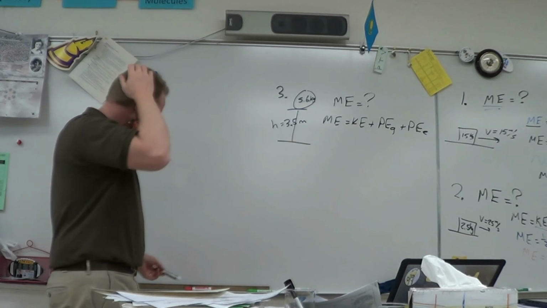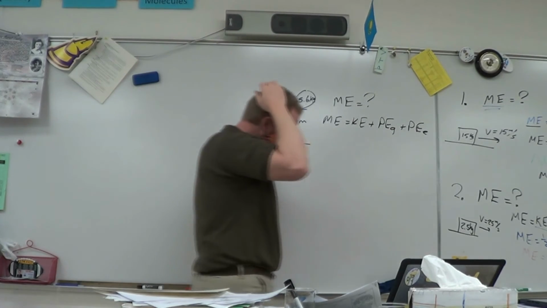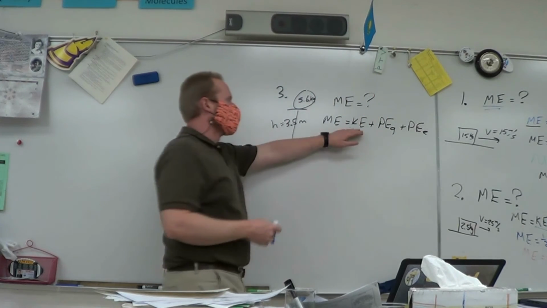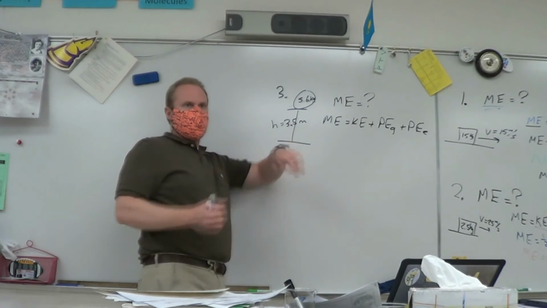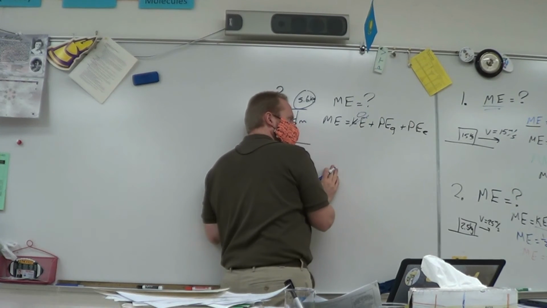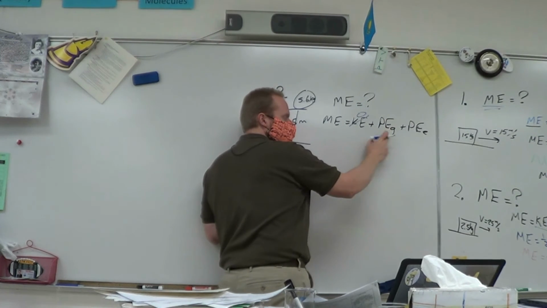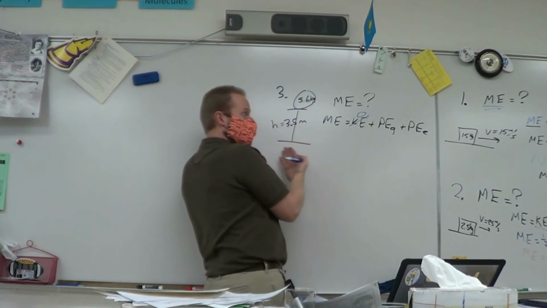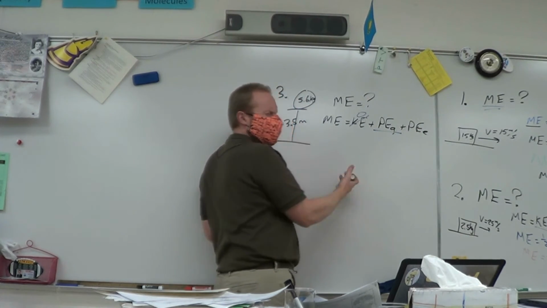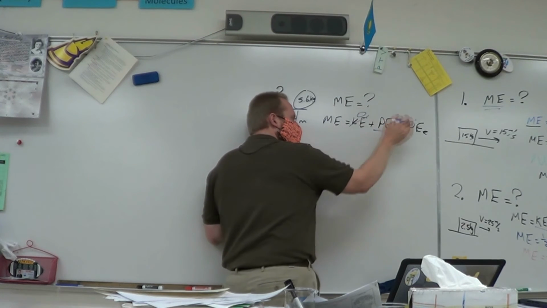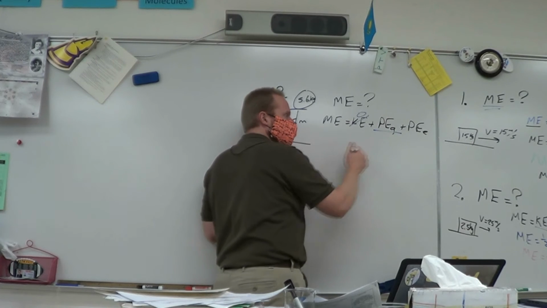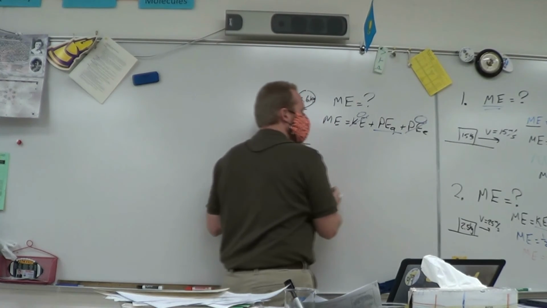And now we start asking ourselves the questions. For kinetic energy, the question is, is it moving? And the answer to that question is no. So my kinetic energy is 0. PEG, our question is, is there a height? And is there a height? Yes. We got to keep it. I underline them, I don't know why, but I keep them. Okay, PEE, is there a compressed or a stretched spring? Nope, no spring mentioned, right?